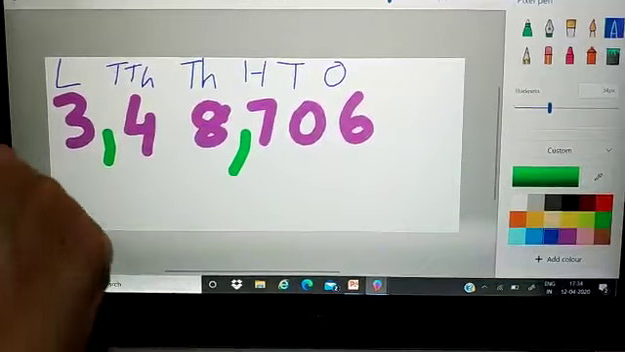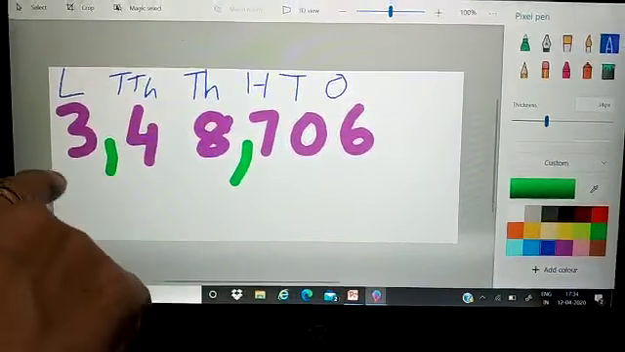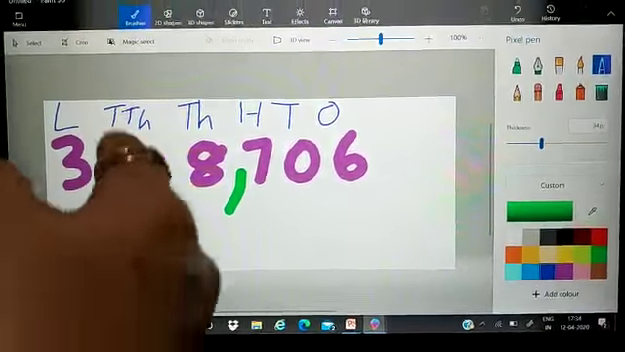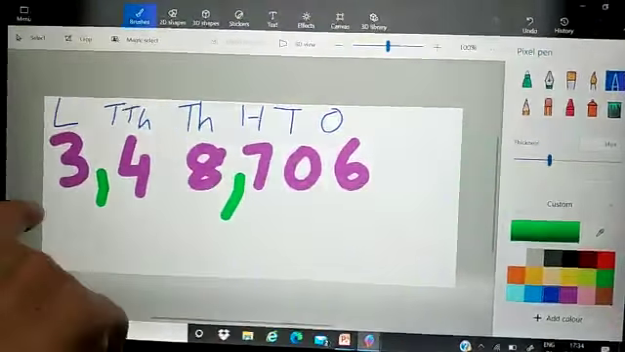And the number name for this is 3,48,706. And similarly, if we have to write it in expanded form, we write it as 3,40,000 plus 8,000 plus 700 plus 0 plus 6. Okay, so we have come to know about the 6-digit numbers also.